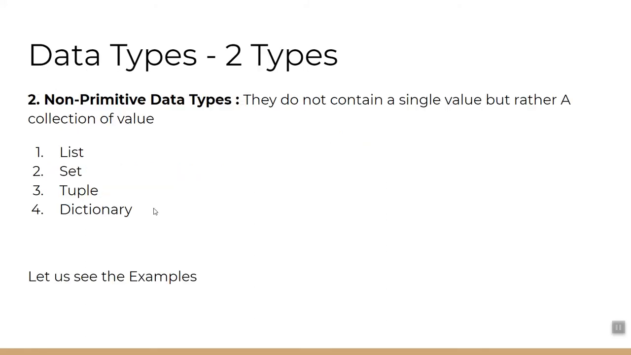And the second type is non-primitive data types. They are like a collection of values, not single values. The first is list, set, tuple, and dictionary. These are basic built-in data types which Python provides us.